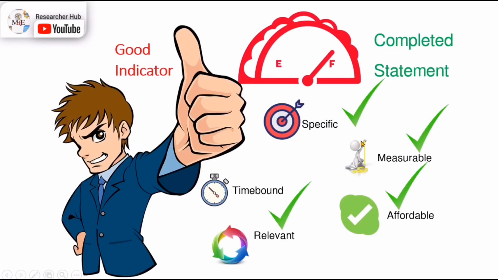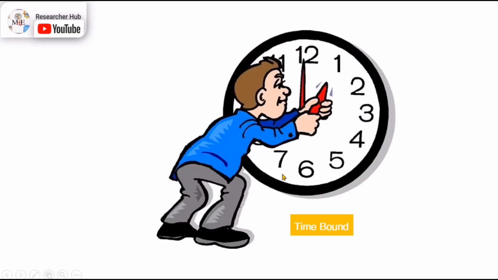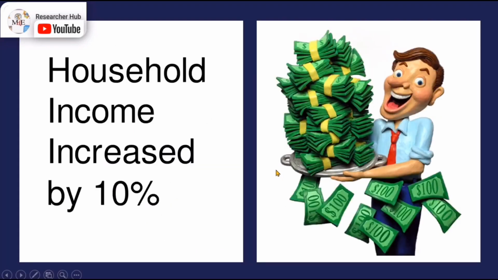So we have already covered four: specific, measurable, affordable, relevant. The last one is time-bound. So for a good indicator, the statement must have a time-bound, meaning that the indicator tells you when it is to be achieved.